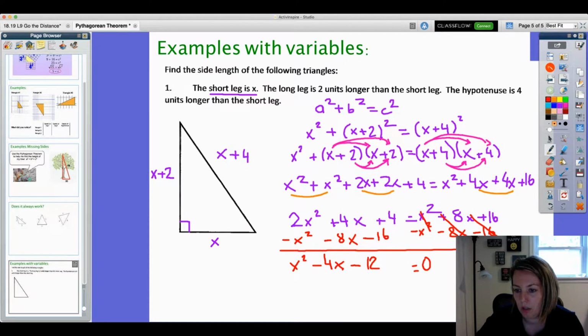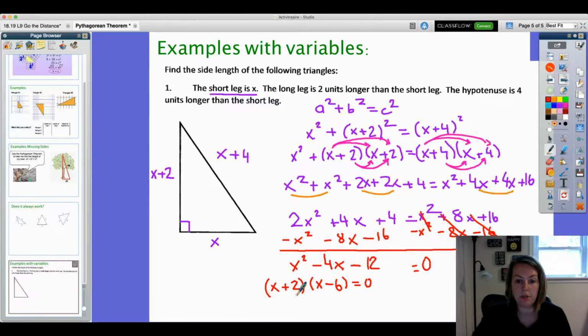That looks like we can probably factor this. So let's see if I can do this. I'm going to have to add something to get to negative 4, but multiply to get to negative 12. Well, two factors that can do that for me are 2 and -6, right? Because 2 minus 6 will get me -4, and 2 times -6 will get me -12. So therefore, my factored form is x plus 2 and then x minus 6 equals 0.